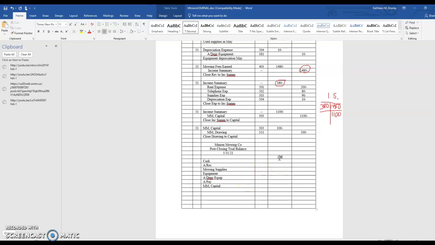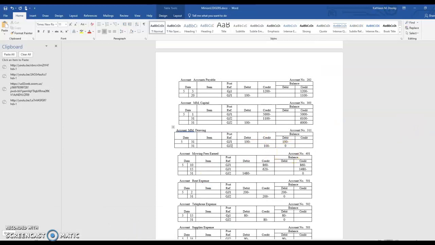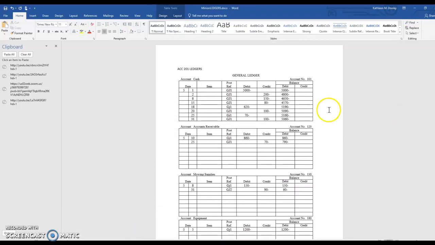Here we have a debit and a credit. Okay, so the cash all the way through the accounts payable, we're going to take straight off that worksheet, but we can also look at our ledgers. They should be the same. Okay. So cash is 50/60, accounts receivable is 70/90.